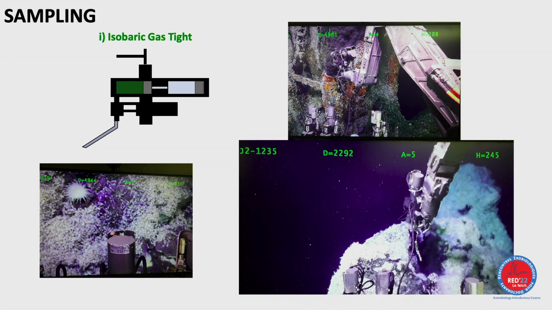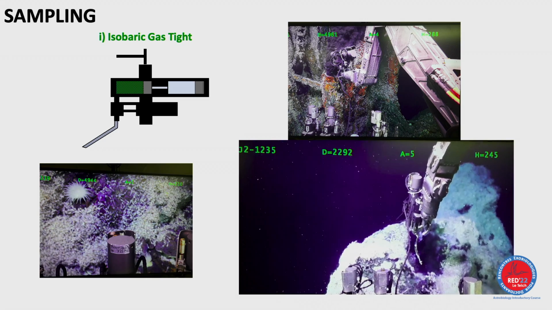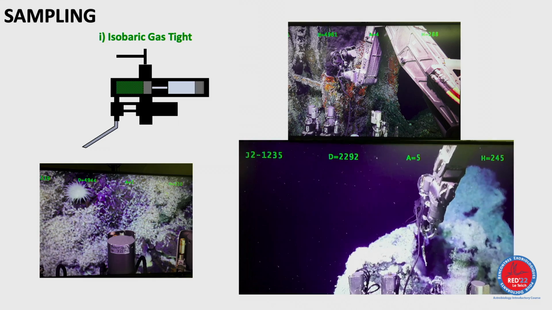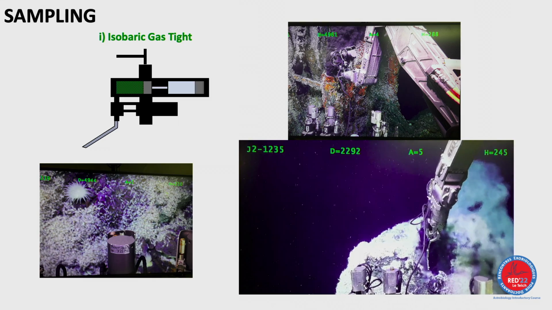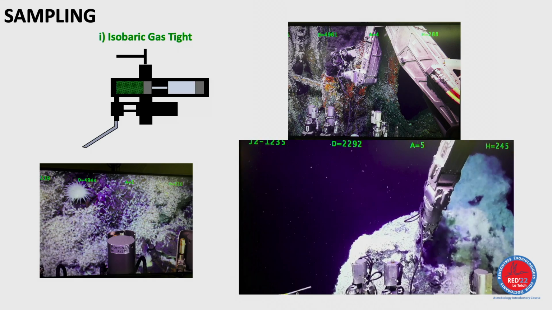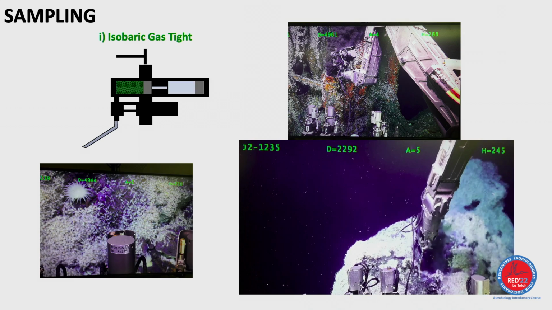And so it takes approximately 15 minutes to sample the whole IGT. And you have several IGTs on the ROV, and they can serve for different sites.